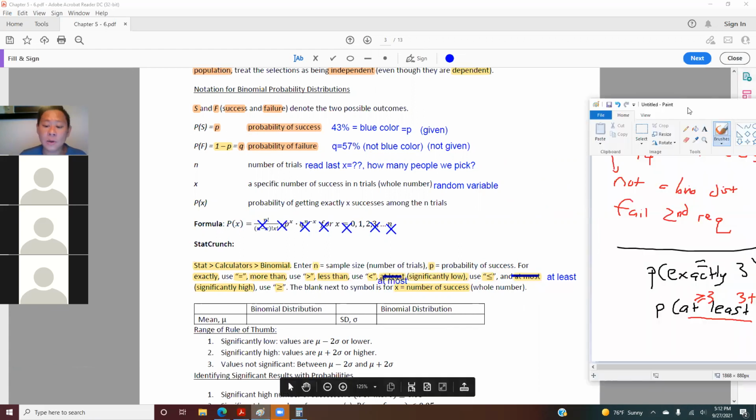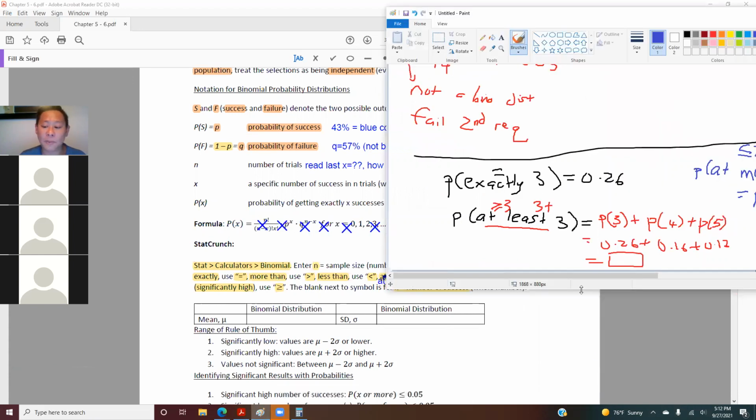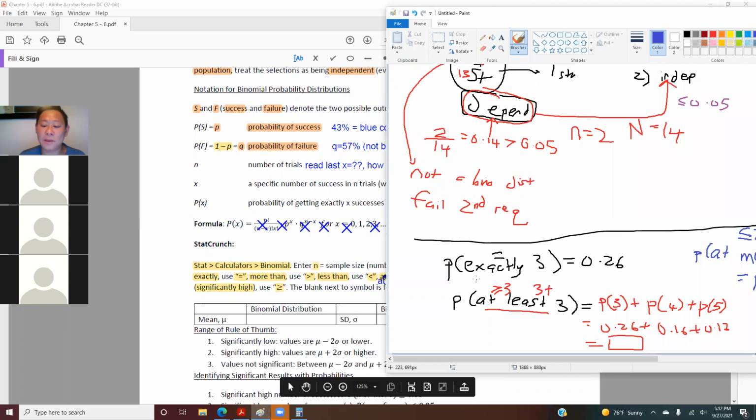Then the words more than and less than are a little bit special. I'm going to tell you the difference. At least 3 means 3 or more. So what happens if I use the word more than 3? Does that include 3 or not? When you use the word more than 3, no, it does not. So you only do 4 and 5. That is the difference between at least 3 and more than 3.